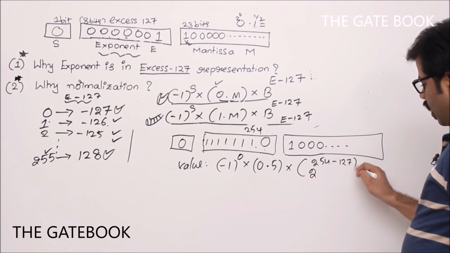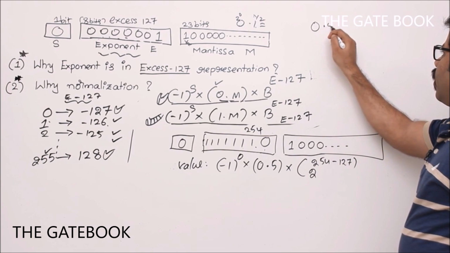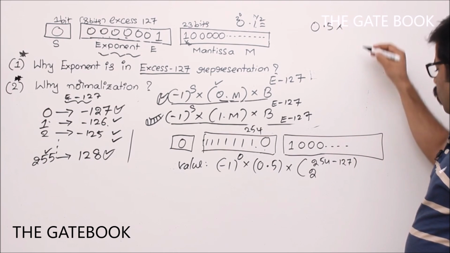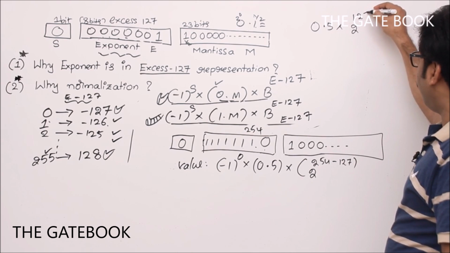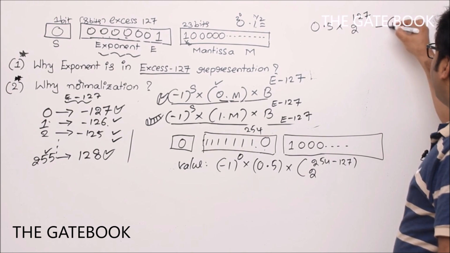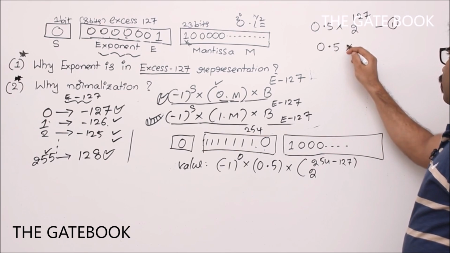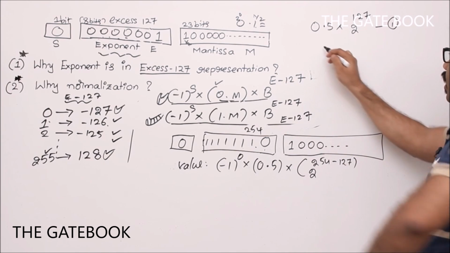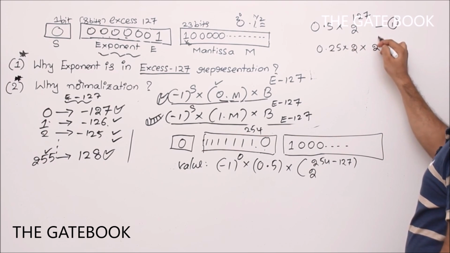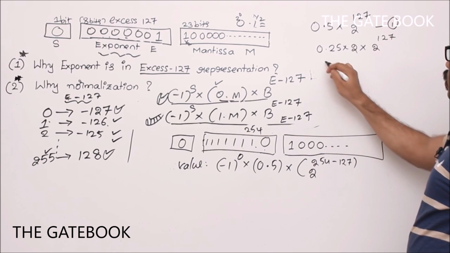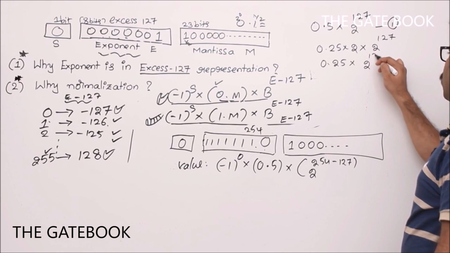Okay, so let me ask one question. What is the value of this one? It will be 0.5 into 2 to the power of what? 254 minus 127, that is 127. Remember it. Equation number 1. So this value can be represented using another pattern. Check it out. 0.5 can be written as 0.25 into 2. That is a trick. Into 2 power 127. Right? Same value. So 0.25 into 2 into 2 power 127 is 2 power 128.